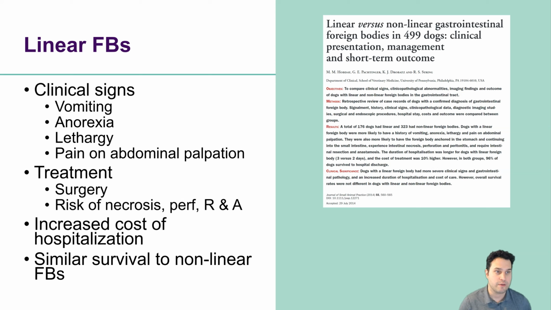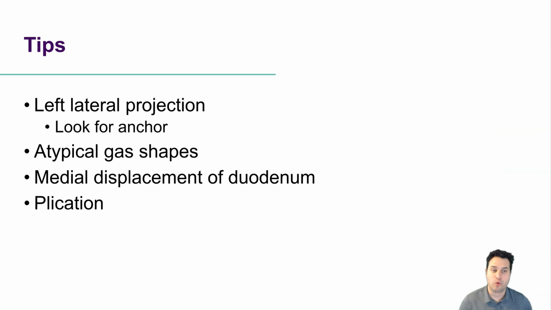So how are we going to go about diagnosing these linear foreign bodies? Well, I have 4 tips for you to think about. The first is that you always need to have a left lateral projection of the abdomen. This is going to help you look for an anchor spot in the pyloric antrum. Finding that foreign material there, and especially seeing it anchored, which we'll take a look at a couple examples of, is going to help tip you off to a linear foreign body.